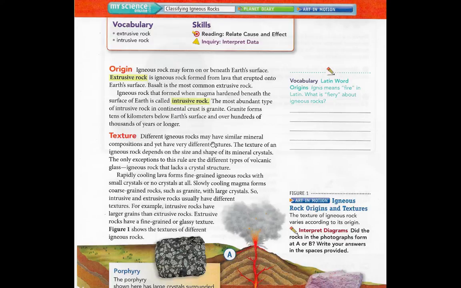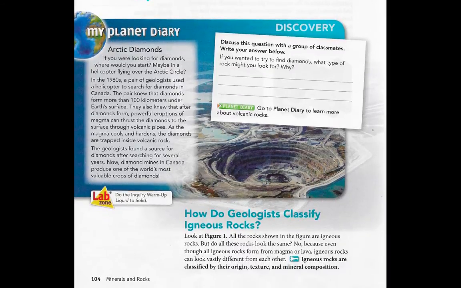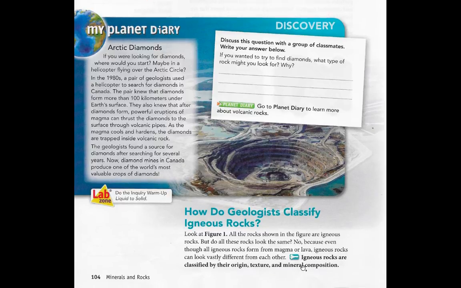All right, let's go down here. How do geologists classify igneous rocks? Look at Figure 1. All the rocks shown in the figure are igneous rocks. But do all these rocks look the same? No, because even though all igneous rocks form from magma or lava, igneous rocks can look vastly different from each other. Igneous rocks are classified by their origin, texture, and mineral composition.